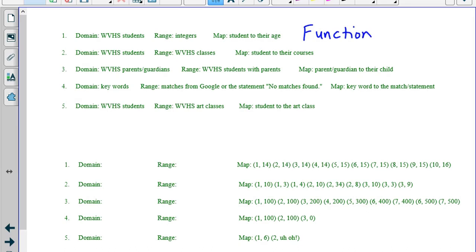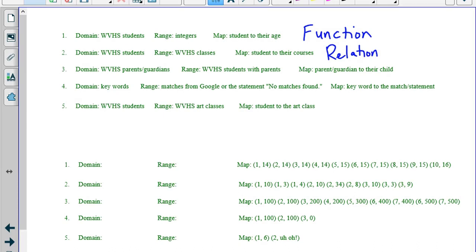Number two, the domain are students, the range are classes. We're going to map the student to their classes. Does every student have classes? Yes. Does every student have only one class? No. So this is a relation.